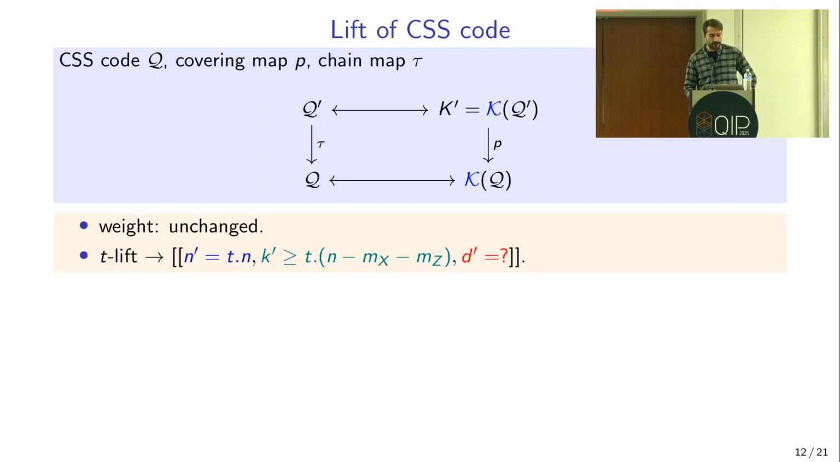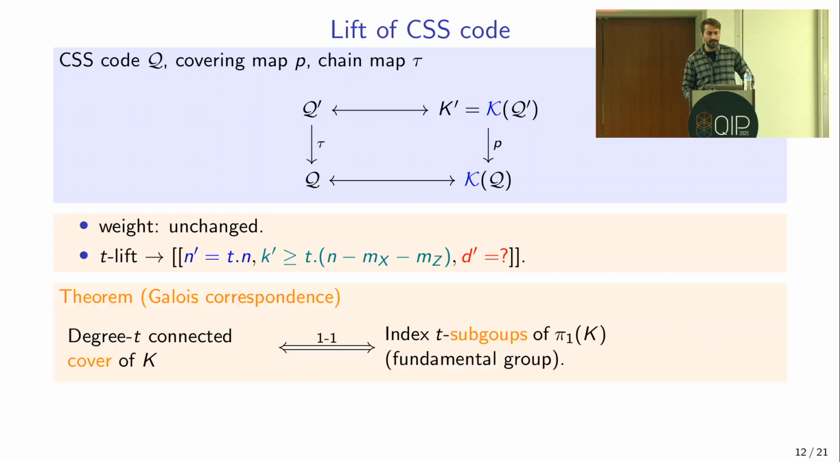Okay, and it's interesting to create some LDPC codes, first of all, because the weight of the parity check matrices are unchanged. And for the parameters, if we do a degree T lift, we know that we have this lower bound on the dimension, but for the distance, it's really difficult to determine in general. So we will look at specific examples.